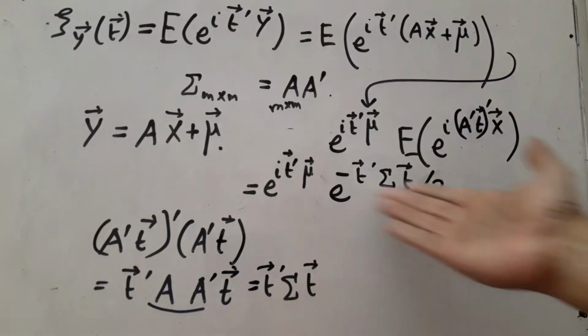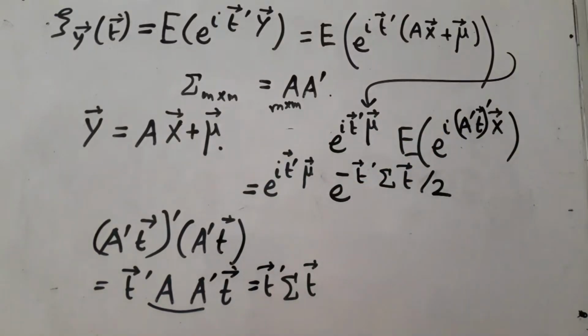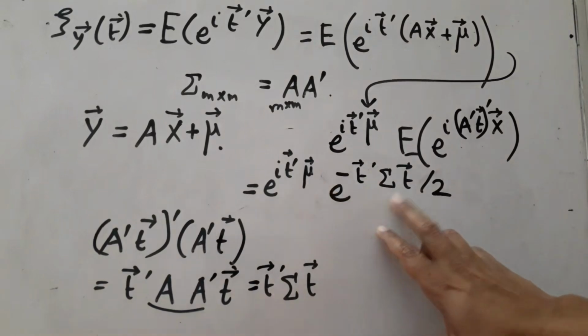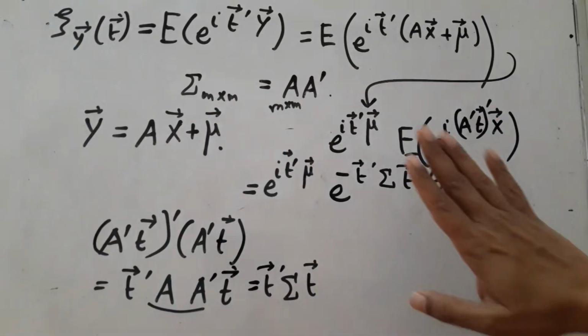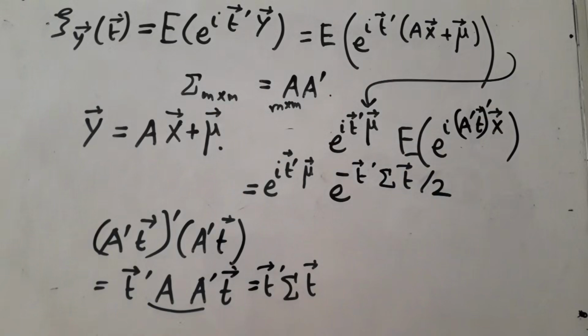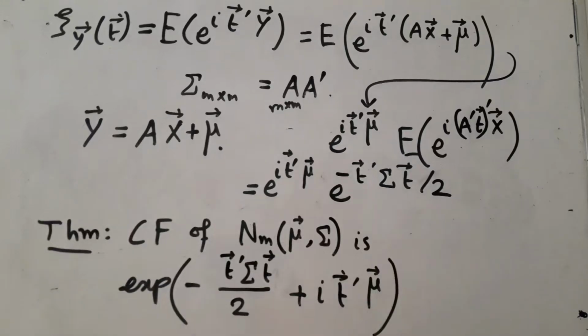So we see that this thing is not depending on a explicitly. It depends on mu, it depends on capital sigma, but as long as you take any a which satisfies this condition, it is not going to depend on the particular choice of a. That's exactly what we wanted to show. And as a byproduct, we have also learned that the characteristic function of normal mu sigma is e to the power minus t prime sigma t by 2 plus i t prime mu.